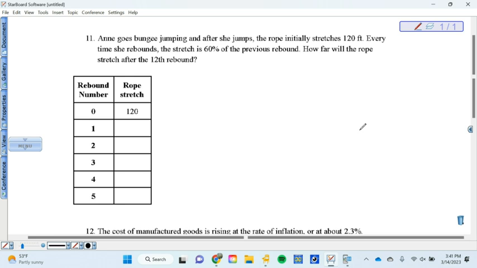But anyway, what it's saying is she goes bungee jumping and the rope initially stretches 120 feet, but every time she rebounds, the stretch is 60% of the previous rebound. Okay, so how far is it going to stretch after the 12th rebound? So let's just think for a second. The rope stretch is going to be 60% of the previous. So if the previous was 120, it's just 60% of 120. How do I find 60% of 120?